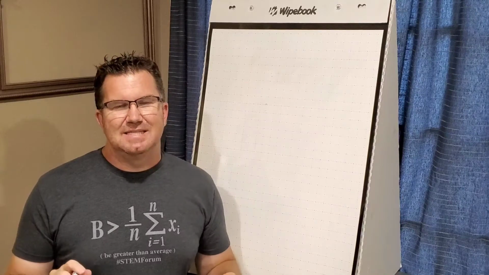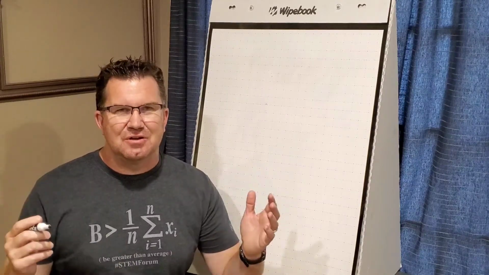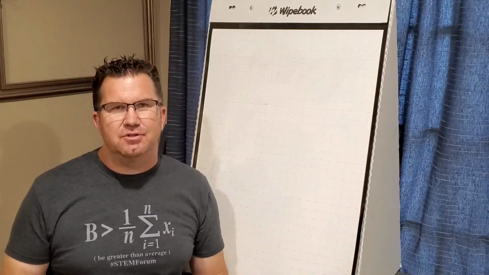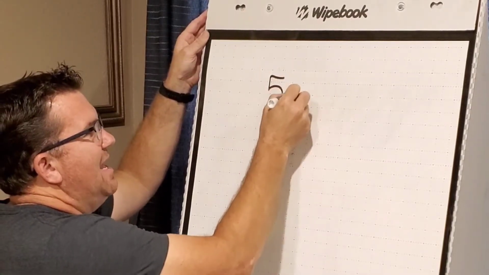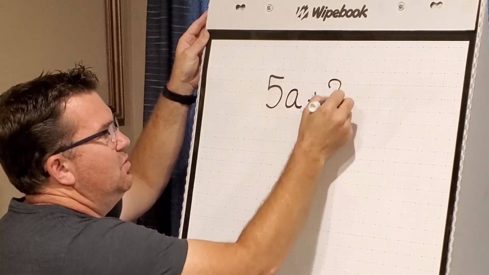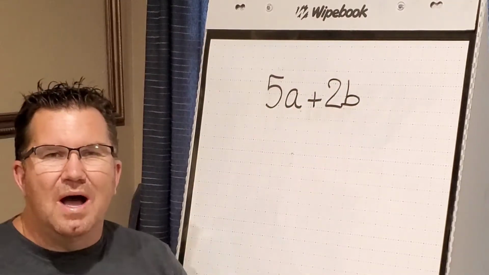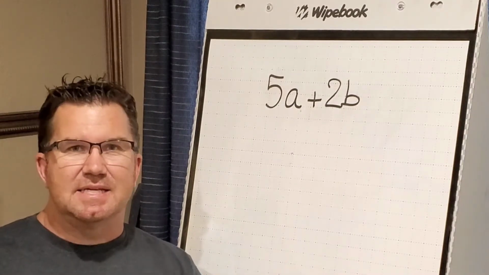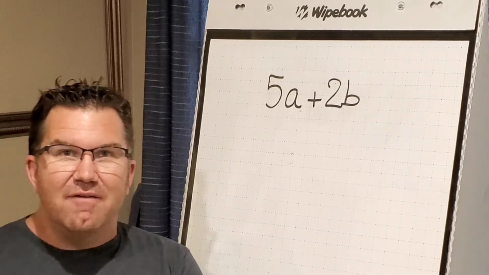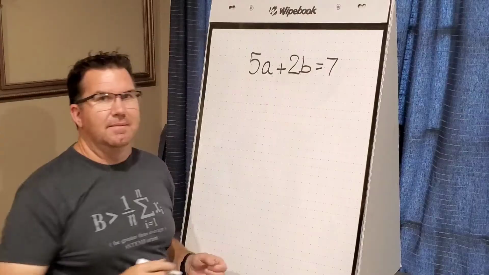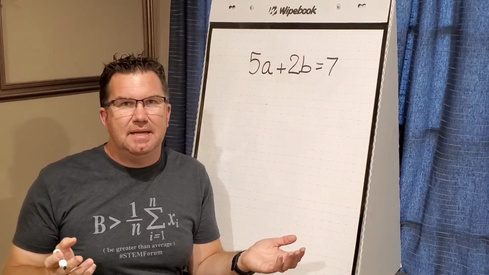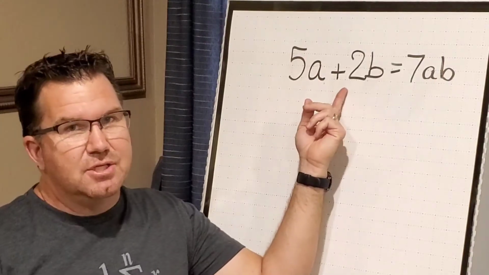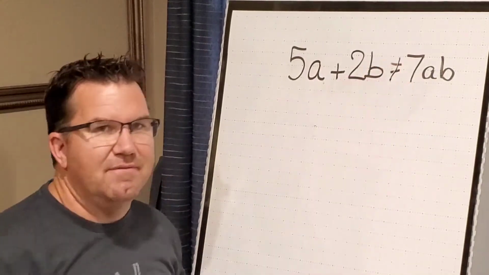One such misconception happens when students are learning to add or subtract expressions in algebra. If I have 5a plus 2b, one of the biggest misconceptions that students make is they see it's addition, I see two numbers, 5 plus 2 is 7, but I have this a and I have this b, so it must be ab. 5a plus 2b is not 7ab.